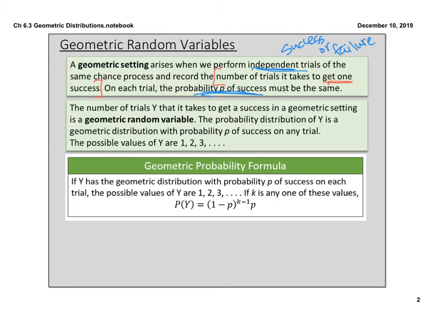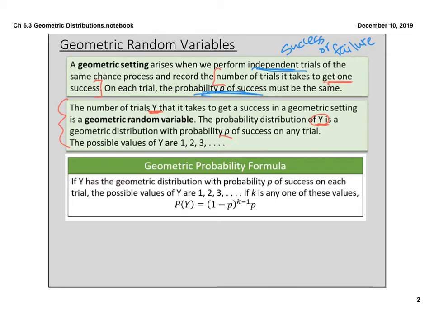That's what they're saying down here in this box. So it says the number of trials that it takes to get a success in a geometric setting is the geometric random variable. The probability distribution of y, so they're calling this number y, is a geometric distribution when the probability P of a success on any trial. So you still have your probability P for success on any trial, but now your y variable is how long does it take you to get to one success.